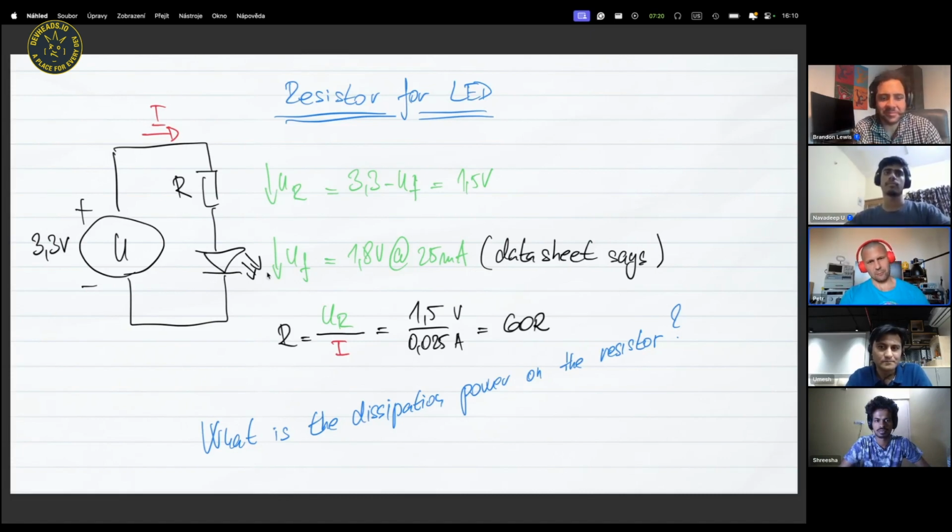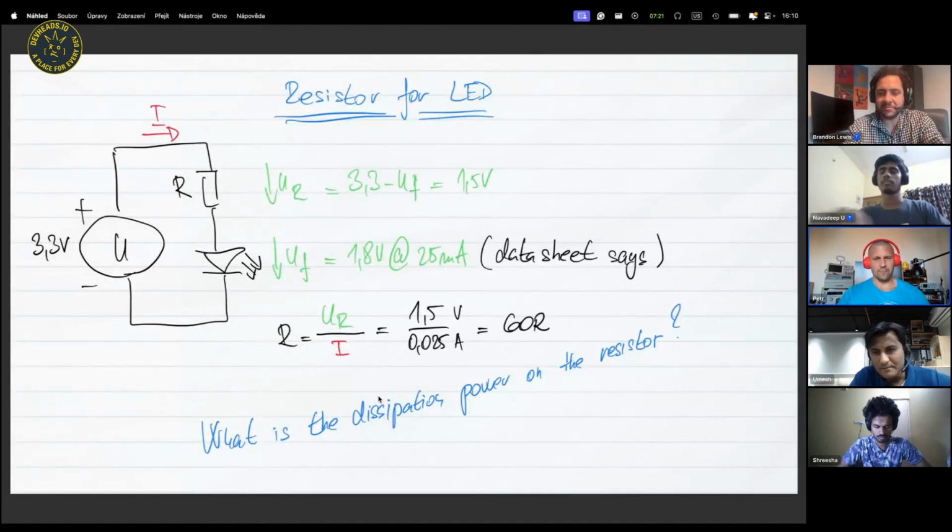When the voltage drop at the LED is 1.8 volts, and the sum of the voltage drops at the resistor and the LED is 3.3, it means that the voltage drop at the resistor must be 3.3 minus the forward voltage on the LED, which in that case is 3.3 minus 1.8, which is 1.5 volts.